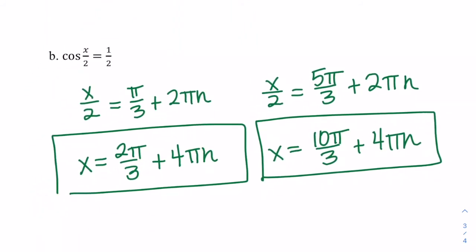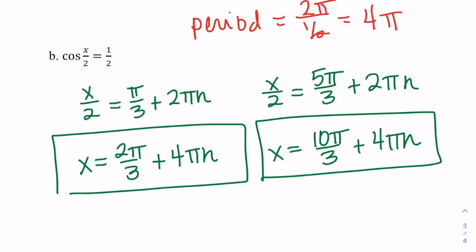Cosine of x over 2 equals 1/2. So again, if we consider this period here, this would be 2 pi divided by 1/2. So that's really 4 pi. So we can say that cosine would usually equal 1/2 at pi over 3 and 5 pi over 3. When we multiply everything by 2, we get 2 pi over 3 plus 4 pi n, showing that period, and 10 pi over 3 plus 4 pi n.